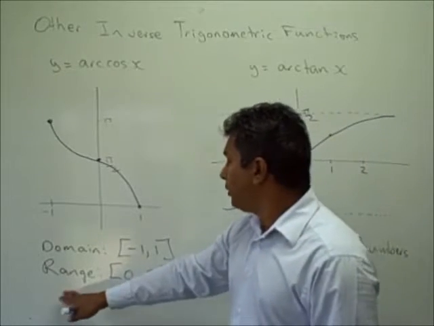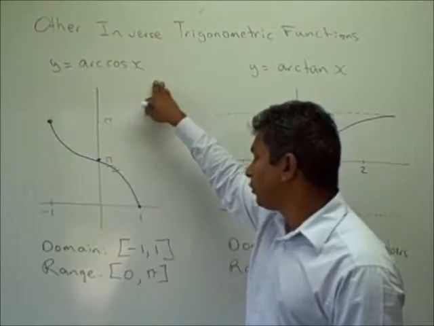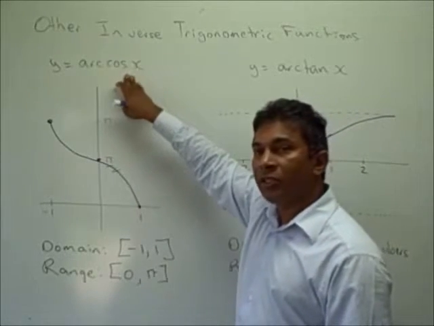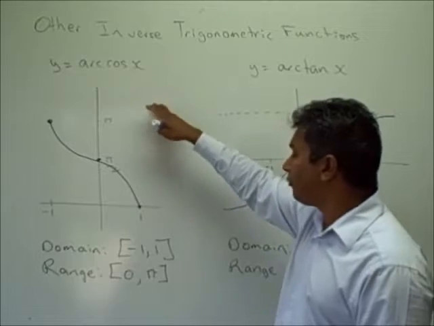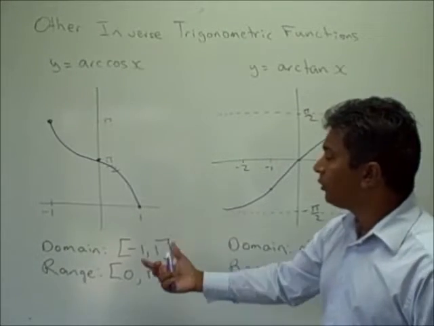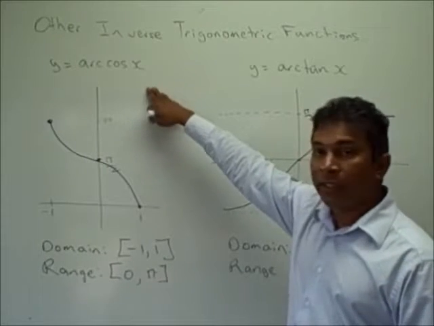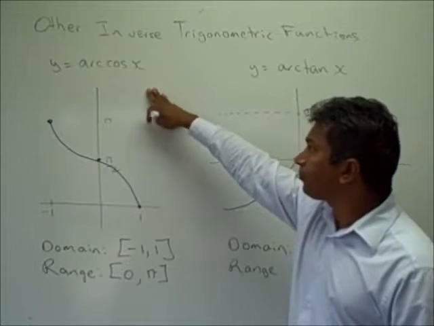The range of our arc cosine function is from 0 to pi, because our regular cosine function completed half a cycle from 0 to pi. So the domain of our arc cosine is from -1 to 1, and the range is from 0 to pi.